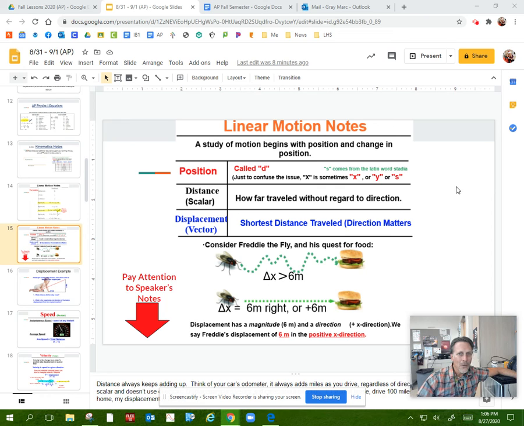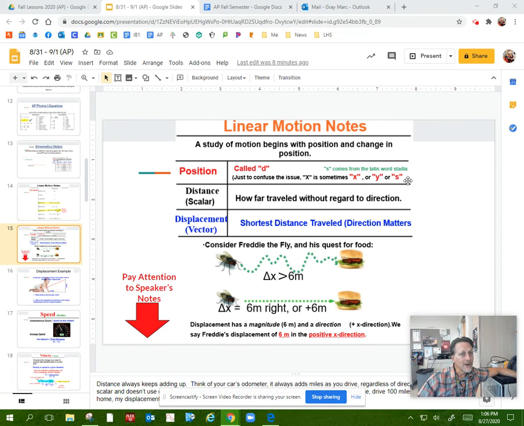Hi, everybody. We're going to start an exploration of kinematics by looking at linear motion. And specifically, we're going to be looking at the ideas of distance versus displacement and velocity versus speed. And so we're going to start off just by looking at this concept called distance and displacement.